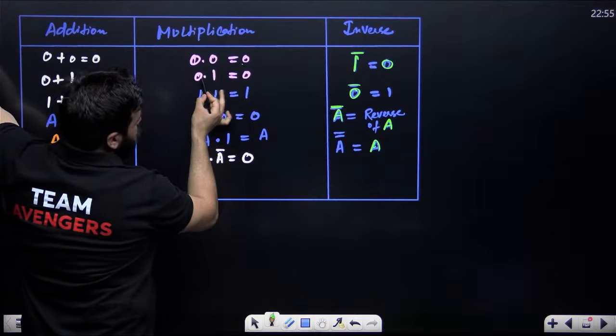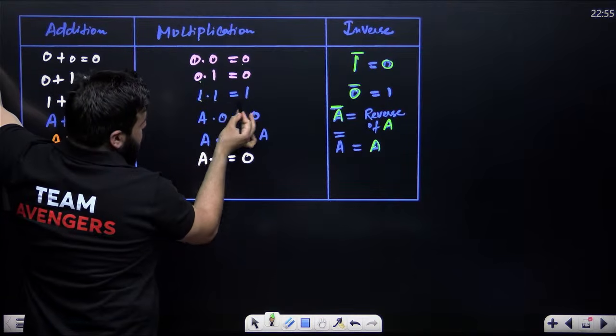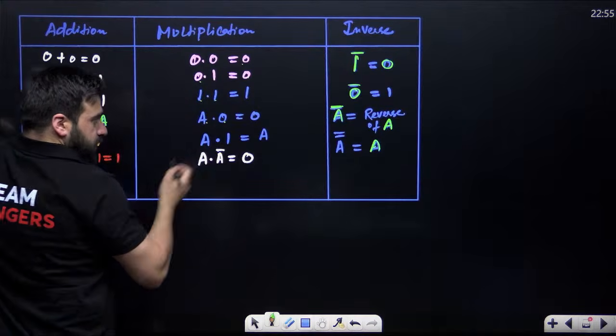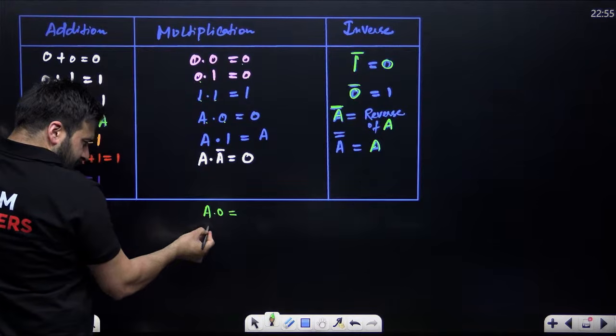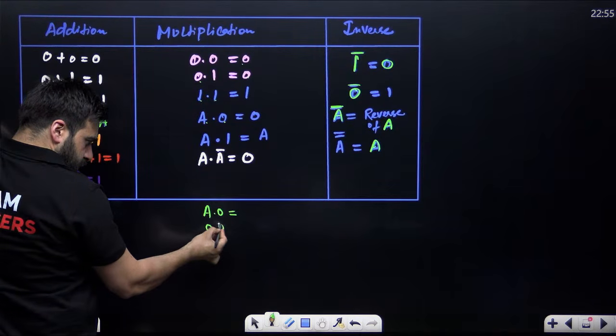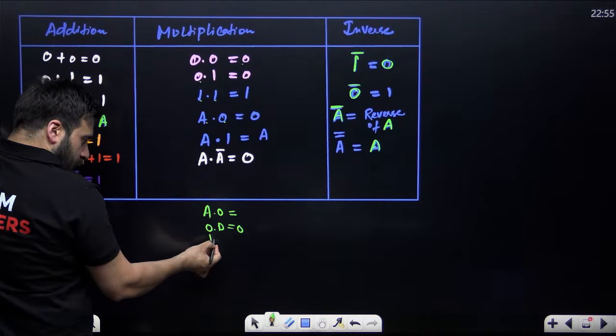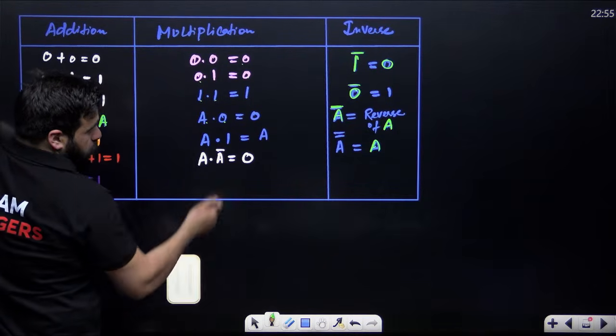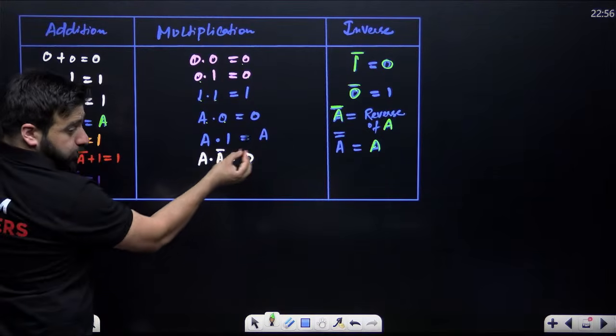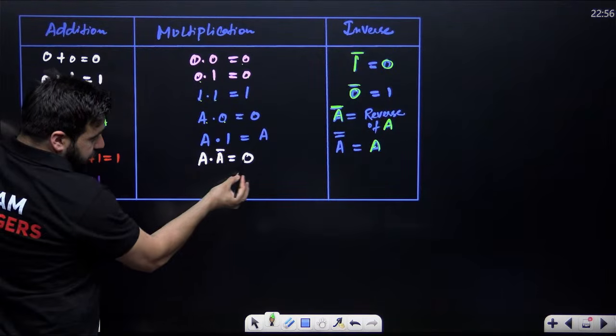You can solve it accordingly. Low into low is low. Low into high is high. High into high is high. A into 0 is 0. See how? A dot 0. A can be 0: 0 into 0 is equal to 0. A can be 1: 1 into 0 is equal to 0. In both the cases, the answer is coming out to be 0. That's why I'm mentioning 0. A into 1 in this particular case is A. A into A bar is 0.